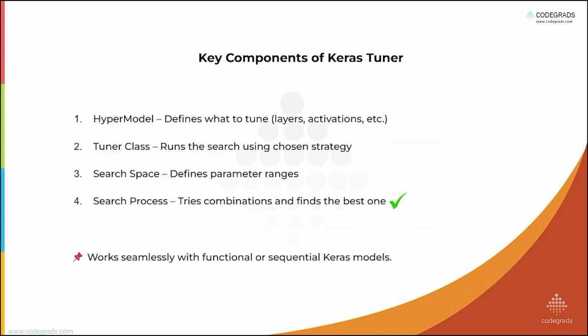We have the search process, which tries combinations and finds the best one. When we are trying to hyperparameter tune the model, we also find the best value. Suppose I give the range between 5 to 10 for the number of layers, it will at last give me the result that 8 layers is really good for our personalized model. So it is really good for getting the best value. Now it works seamlessly with functional or sequential Keras models. This is an advantage of the components of the Keras Tuner.